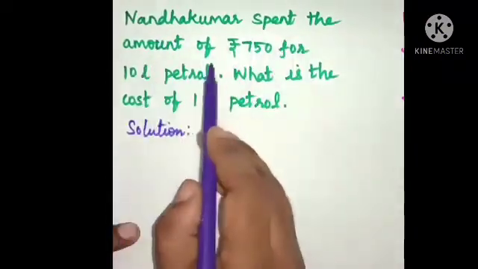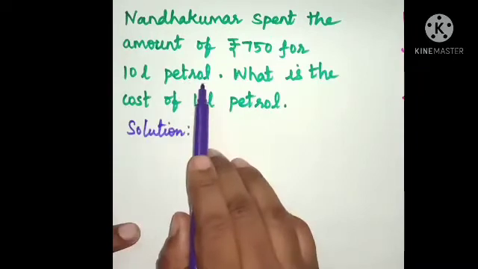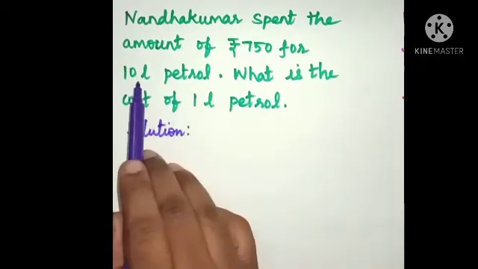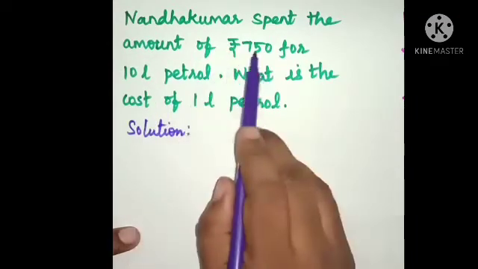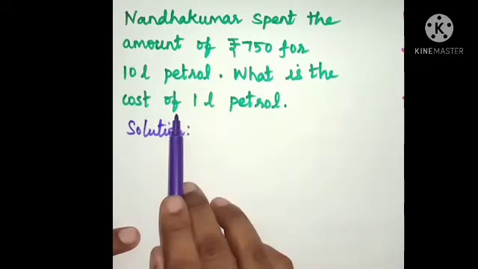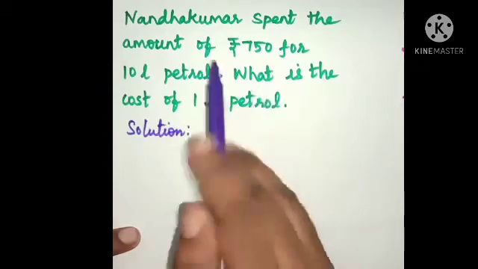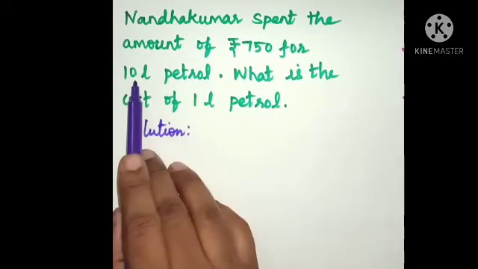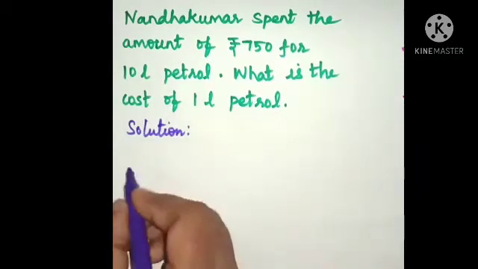Nandakumar spent the amount of 750 rupees for 10 liters of petrol. What is the cost of 1 liter of petrol? So children, the cost of 10 liters of petrol is 750. Then what will be the cost for 1 liter of petrol? Yes, we need to divide 750 by 10 to get the cost of 1 liter of petrol.